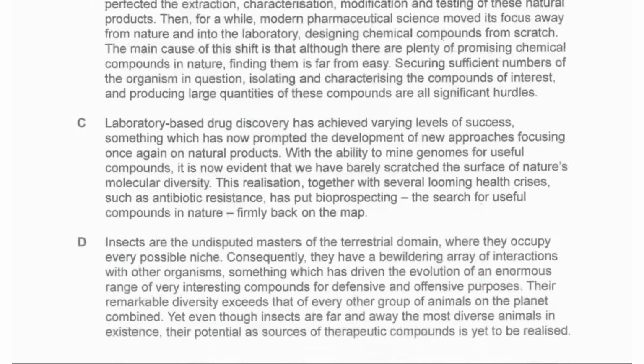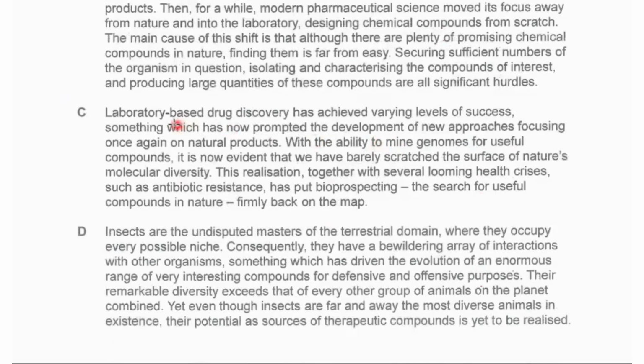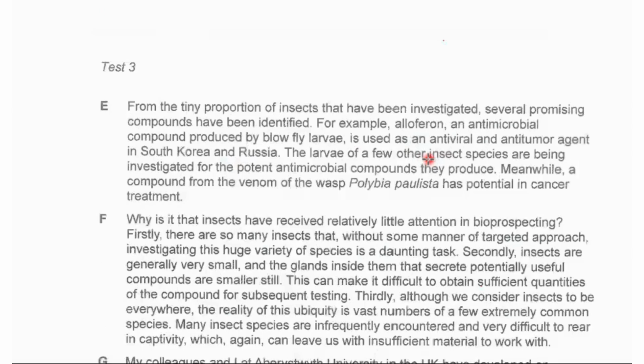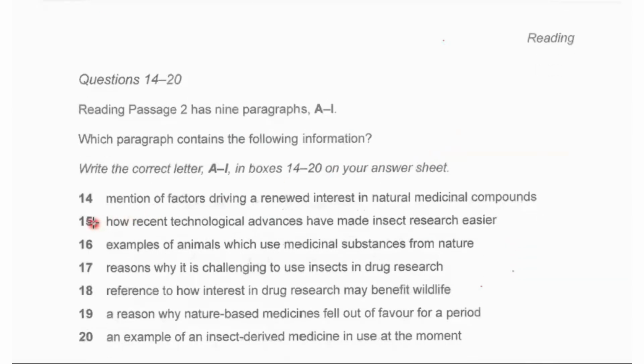Paragraph C now. Let me read paragraph C again. Skim read. What I'm doing is skim reading. You see, I'm not reading in detail. Laboratory-based drug discovery has had various levels of success, something which has now prompted development of new approaches. With the ability to mine genome for useful compounds, this sounds like one of my answers. It is now evident that we have barely scratched the surface of nature's molecular biodiversity. Hold on. With the ability to mine genome for useful compounds, it is now evident that we have barely scratched the surface. There's one, this one.